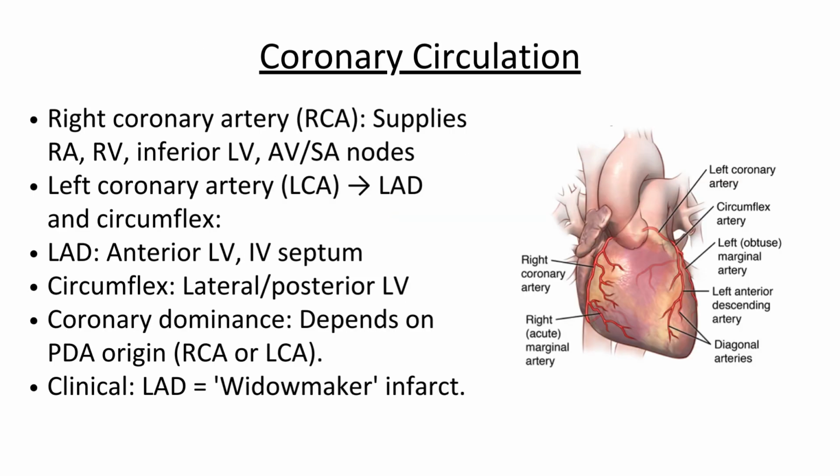Let's move on to coronary circulation, one of the most high-yield areas in anatomy. The heart muscle is perfused by the coronary arteries, which branch from the ascending aorta just above the aortic valve. The right coronary artery, RCA, supplies the right atrium, right ventricle, inferior wall of the left ventricle, and critically the SA and AV nodes. The left coronary artery, LCA, divides into 2 major branches. The left anterior descending, LAD artery, supplies the anterior wall of the left ventricle and the interventricular septum, often referred to as the widowmaker, due to the severity of infarcts here. The circumflex artery supplies the lateral and posterior walls of the left ventricle.